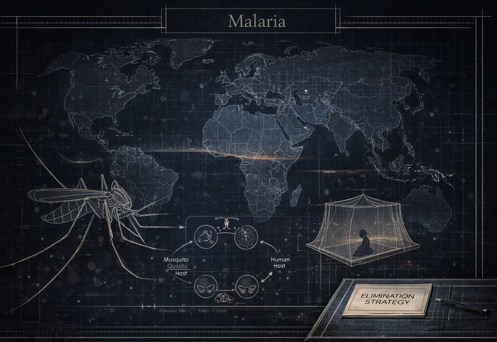The second major vector control pillar is indoor residual spraying, or IRS. This involves deploying teams to systematically spray a long-lasting insecticide formulation onto the interior walls and ceilings of human dwellings. But this is where the entomological framework we built earlier is absolutely critical. IRS is an incredibly powerful tool, but it is only effective if the local malaria vector is predominantly endophilic. Right, the mosquito has to actually land on the wall for the poison to work.